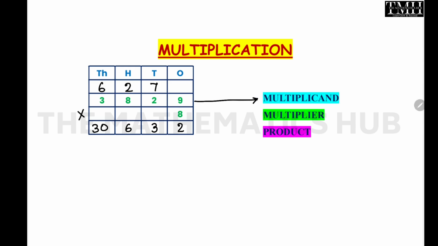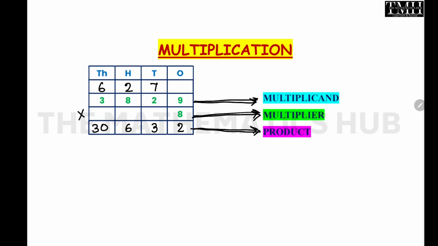The number with which we multiply is called the multiplier. And the result we get after multiplication is called the product. Let me tell you one more time. Here, in multiplication, the number to be multiplied is called the multiplicand. The number with which we multiply is called the multiplier, and the result is known as the product.